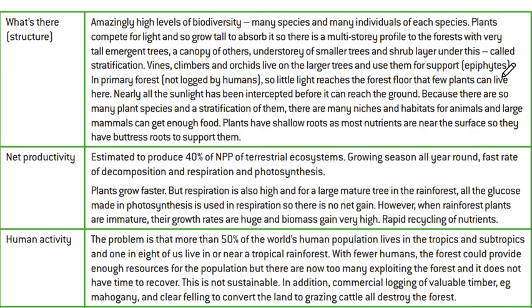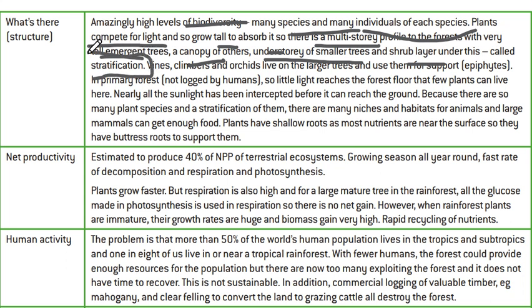It has a very high level of biodiversity, many species and many individuals of species. Plants compete for the light and grow so tall, and it's a multi-story profile to the forest, with very tall emergent trees, a canopy of others, an understory with small trees, and a shrub layer. And this is a very major word, which is stratification. So stratification is what I talked about.